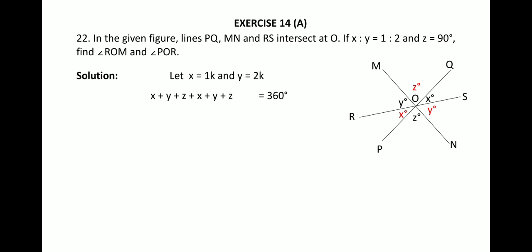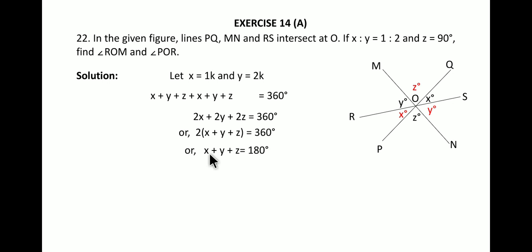360 degrees. Simplifying, we get 2x plus 2y plus 2z equals 360 degrees. Taking 2 common, we will get 2 into x plus y plus z is equal to 360 degrees, where 2 goes to the right hand side and divides 360. So you'll get x plus y plus z is equal to 180 degrees. 180 is the result of dividing 360 by 2. So x plus y plus z is equal to 180 degrees.